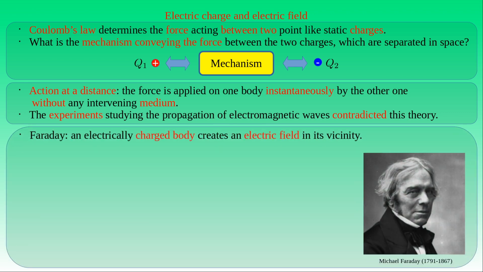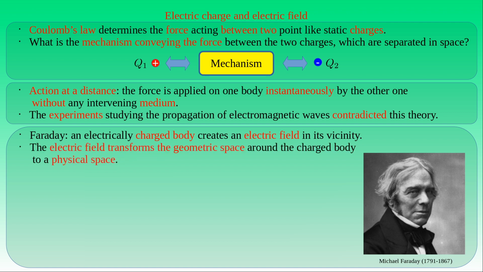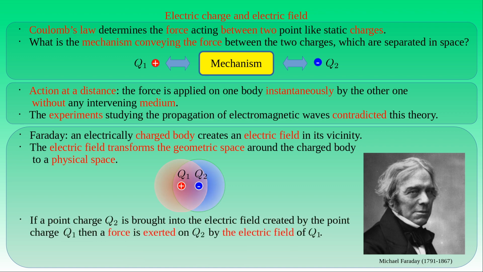Faraday provided another explanation for the presence of a force between charged bodies. He suggested that an electrically charged body creates an electric field in its vicinity, and this field transforms the geometric space around the charged body to a physical space. For example, let us consider a point charge Q1 which creates an electric field around itself. If a point charge Q2 is brought into the electric field created by the charge Q1, then a force will be exerted on the charge Q2 by this field. That is, the charge Q1 has an effect on the charge Q2 through its electric field.